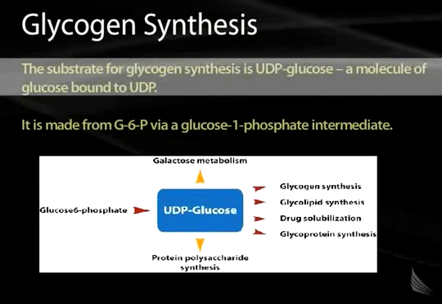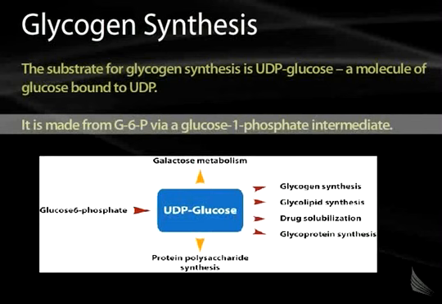Now, the substrate for glycogen synthesis is UDP glucose. This is a molecule of glucose bound to UDP, and it's made from glucose 6-phosphate via a glucose 1-phosphate intermediate. Now, this UDP glucose is a central molecule in a bunch of different metabolic pathways. Not only is it involved in glycogen synthesis, but it's also involved in galactose metabolism, as we've already described, in protein polysaccharide synthesis, in glycolipid synthesis, in the solubilization of drugs, and in the formation of glycoproteins, which we've described before.